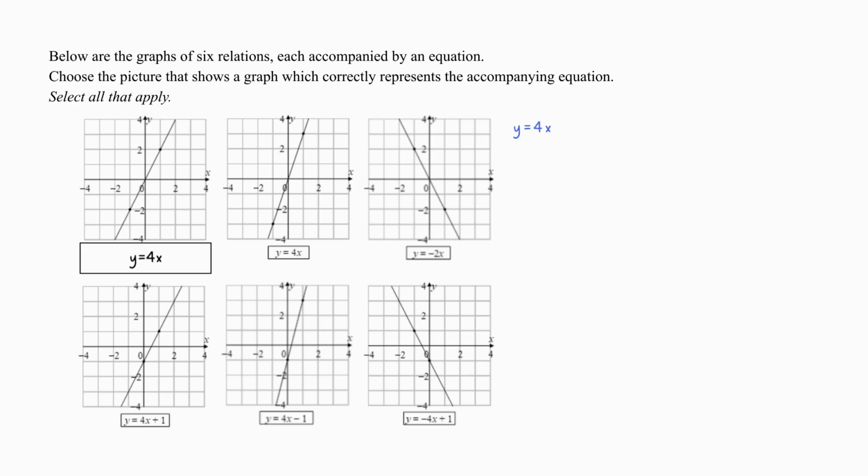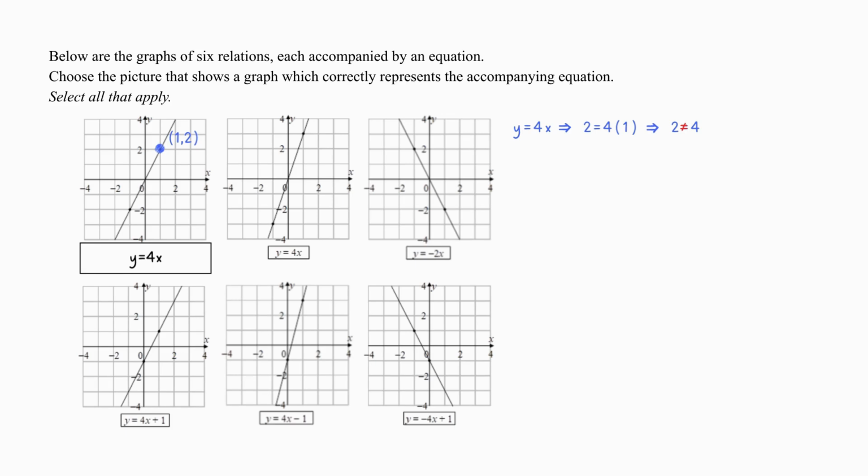Let's pick the point 1, 2. Now replace the y with 2 and the x with 1. 2 is equal to 4 times 1. 2 is equal to 4. As you can see, this is false as 2 is not equal to 4. Therefore, this function does not belong to this graph. Moving to the next graph.